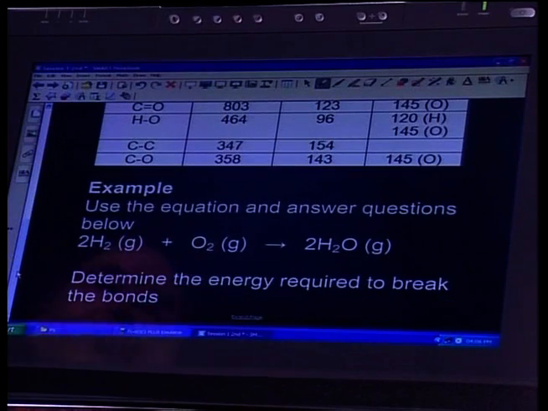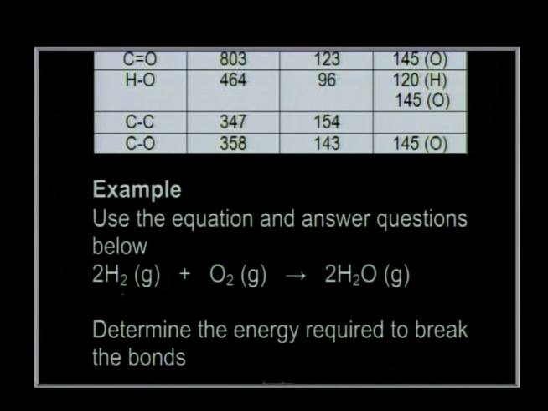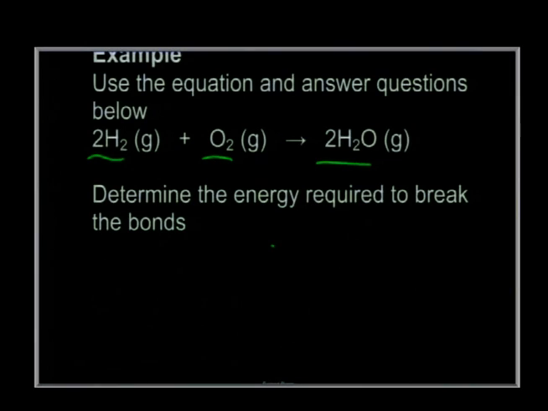And here's the example. Use the equation and answer the question below. So we've been given this: 2H2 plus O2 gives us 2H2O gas. It's all gases. Determine the energy required to break the bonds. So in this particular example, what we were asked to do is to take a look at the reactants, in this case the hydrogen and the oxygen, and to see how many moles we've got and then calculate the energy. Well, let's have a look.